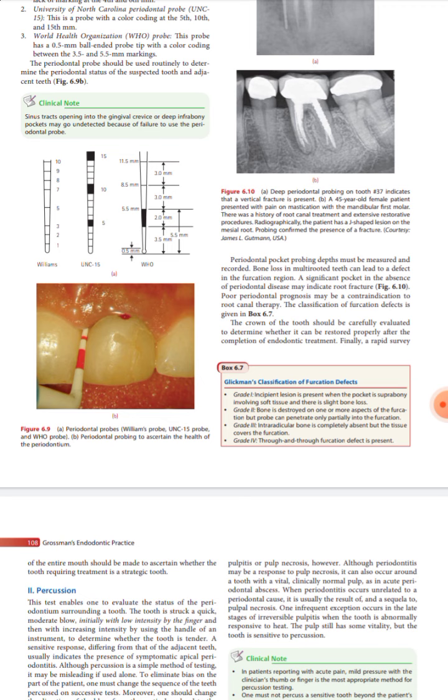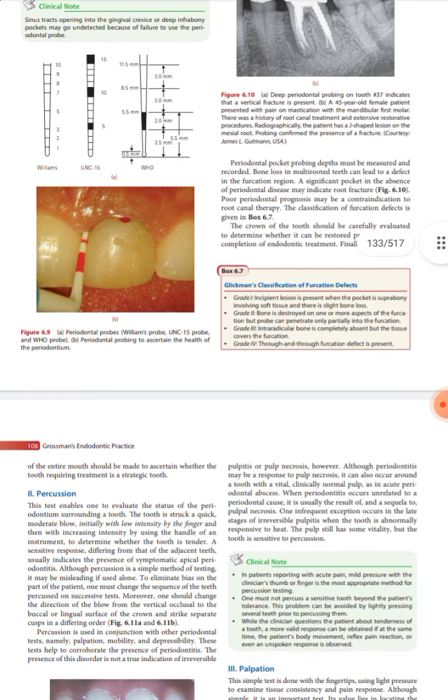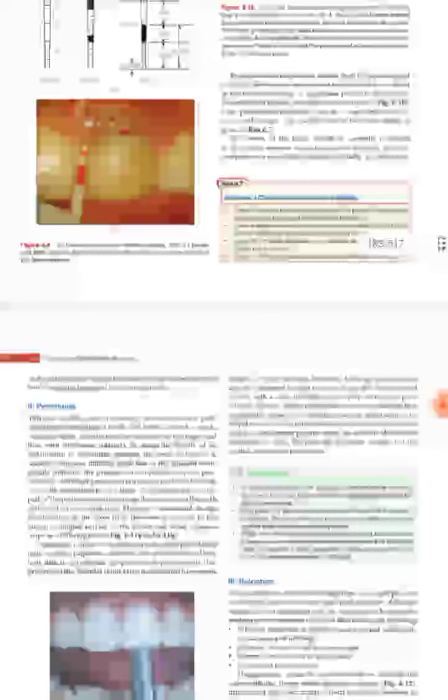Periodontal probe to assess the health of the periodontium. Periodontal pocket probing depth must be measured and recorded. Bone loss in multi-rooted teeth can lead to a defect in the furcation region. A significant pocket in the absence of periodontal disease may indicate root fracture. Poor periodontal prognosis may be a contraindication to root canal therapy. The classification of furcation defect is given in the box.